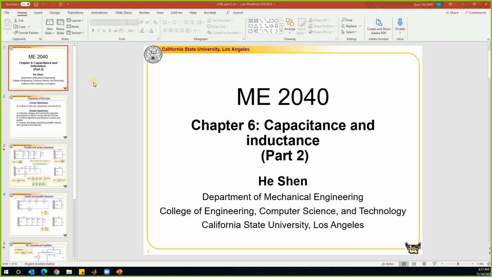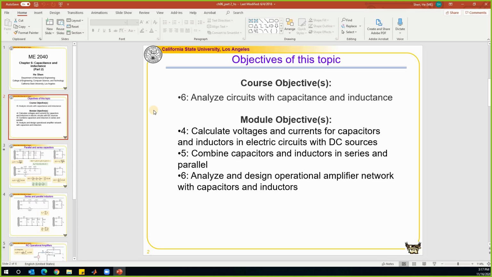Today we're going to learn part 2 of chapter 6, capacitance and inductance. The course objective is to analyze circuits with capacitance and inductance. The module objectives are as follows: calculate voltage and currents for capacitors and inductors in electric network with DC sources, combine capacitors and inductors in series and in parallel, analyze and design operational amplifier network with capacitors and inductors.